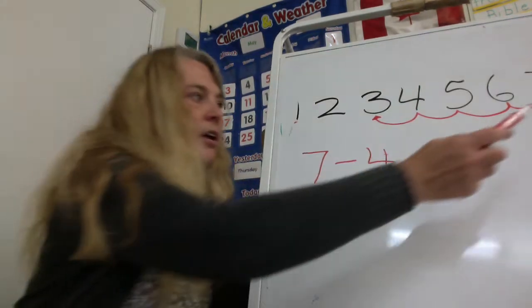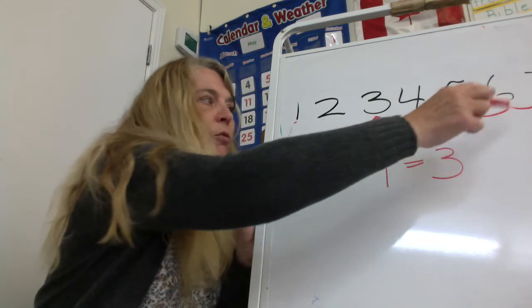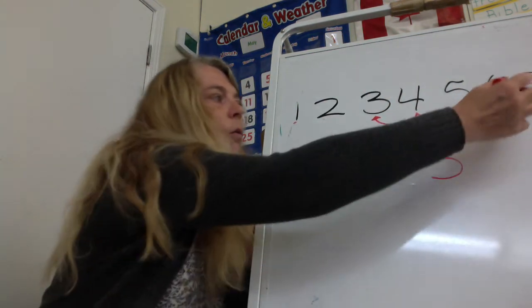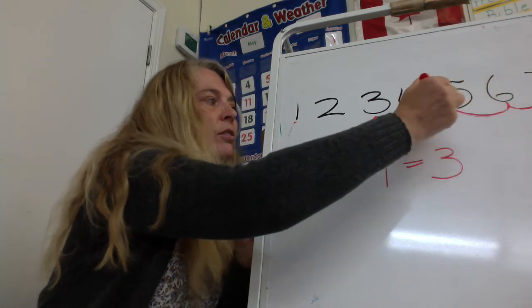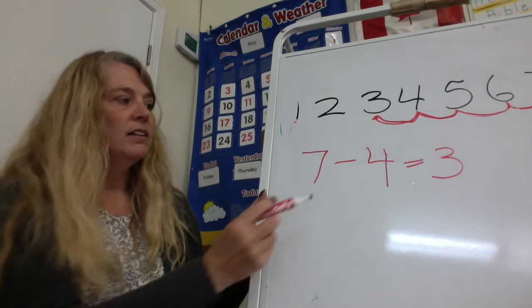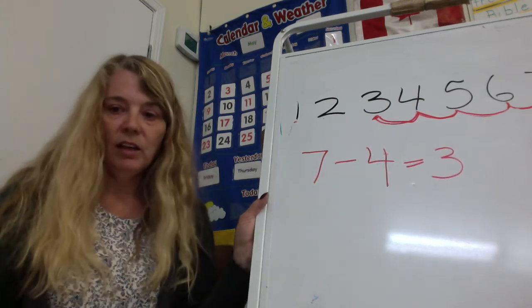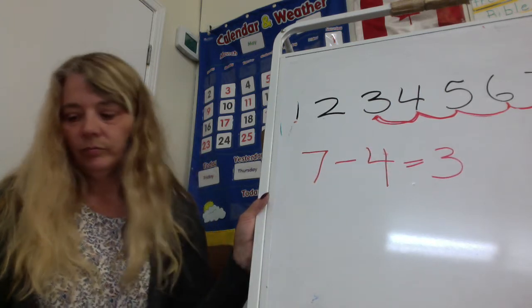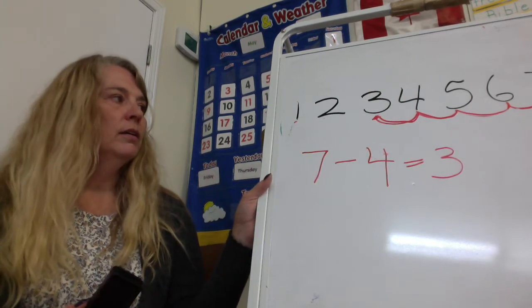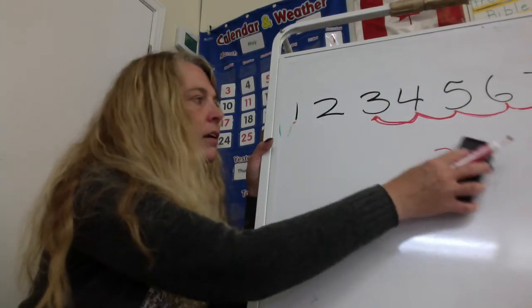Just like on our number line, we started at 7, we went backwards 4 because we're making the number smaller. 1, 2, 3, 4, and we landed on 3. 7 take away 4 equals 3. We'll do one more together.